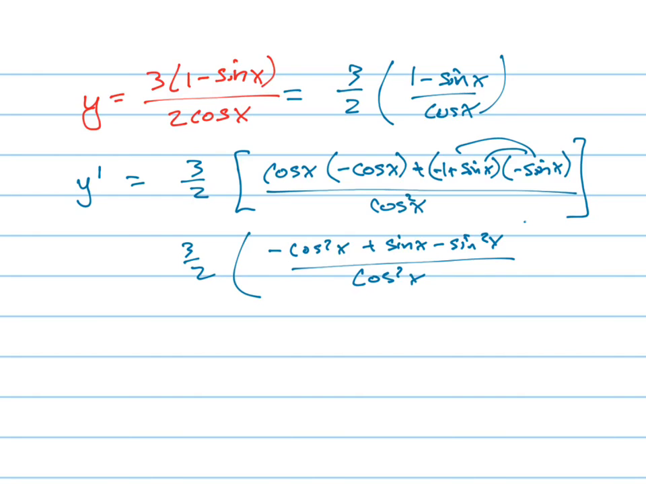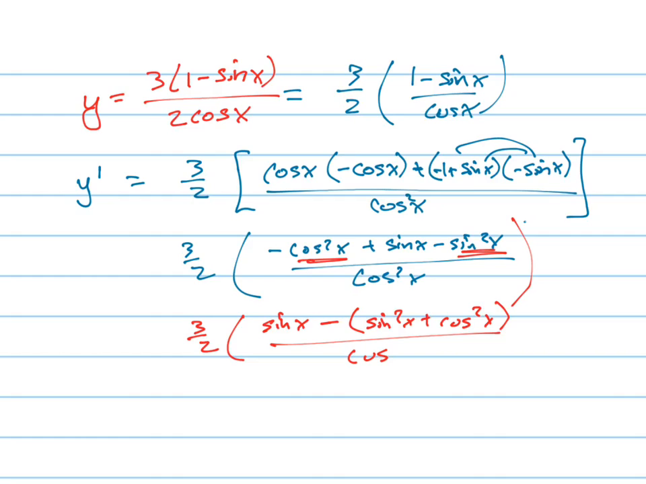Now, what I see right away is this and this. I'm going to move those together. So this is 3/2 times sine x minus, and I'm going to factor out the -1 too. Sine squared x plus cosine squared x, all over cosine squared x. What did you just do? I moved these two together, and I factored the -1 out because I knew what I wanted.